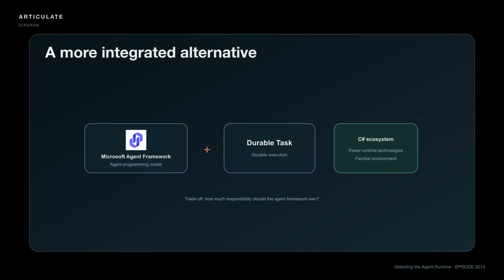There's also another Microsoft-orientated option. Microsoft Agent Framework can use Durable Task for durable execution. That potentially gives me more of an integrated stack: an agent programming model, durable execution, C#, and a development environment I know well, and fewer independent runtime technologies to assemble. That's attractive, but it also raises an architectural question. How much of that architecture do I want the agent framework itself to own?